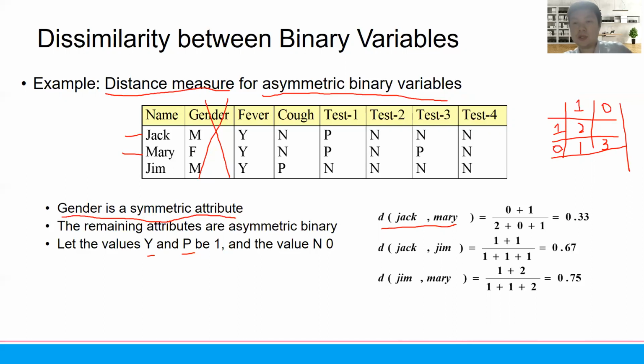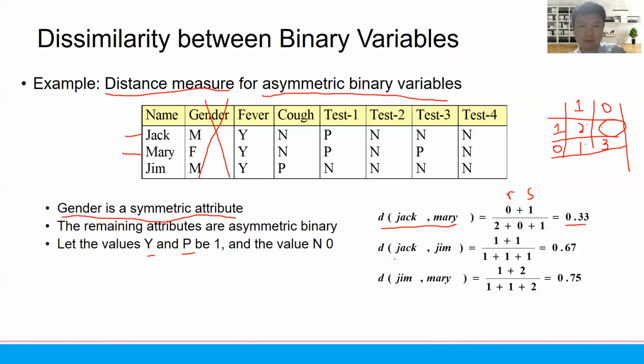And the result here is R plus S. What is R? R is 0, and then S is 1, so 0 plus 1 divided by Q. Q is 2 plus 0, 0 is R, and plus the T, which is 1. And the result is 0.33.